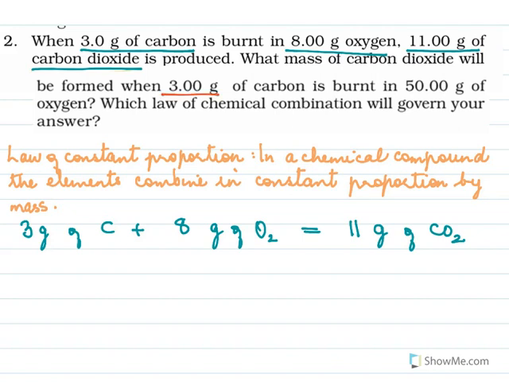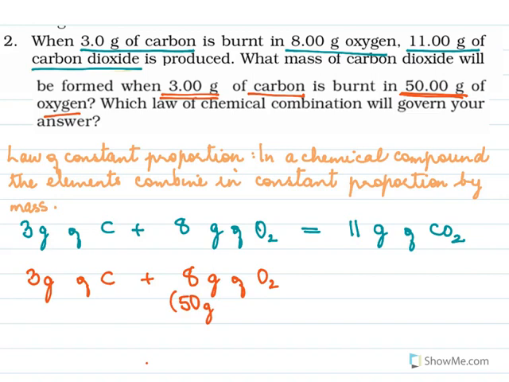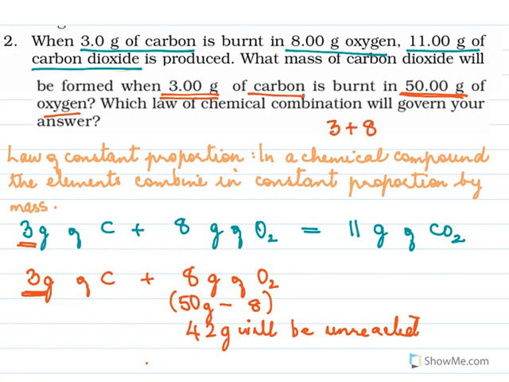And in the next case, again we have 3 gram of carbon now burnt with 50 gram of oxygen. But when we have 3 gram of carbon, it will react with 8 gram of oxygen. Although there are 50 gram present here, out of the 50 gram, it will react with only 8 gram. So 50 minus 8, 42 gram will be unreacted, because the amount of carbon you have taken is the same. Here is 3 and here is 3. 3 will always combine with 8.